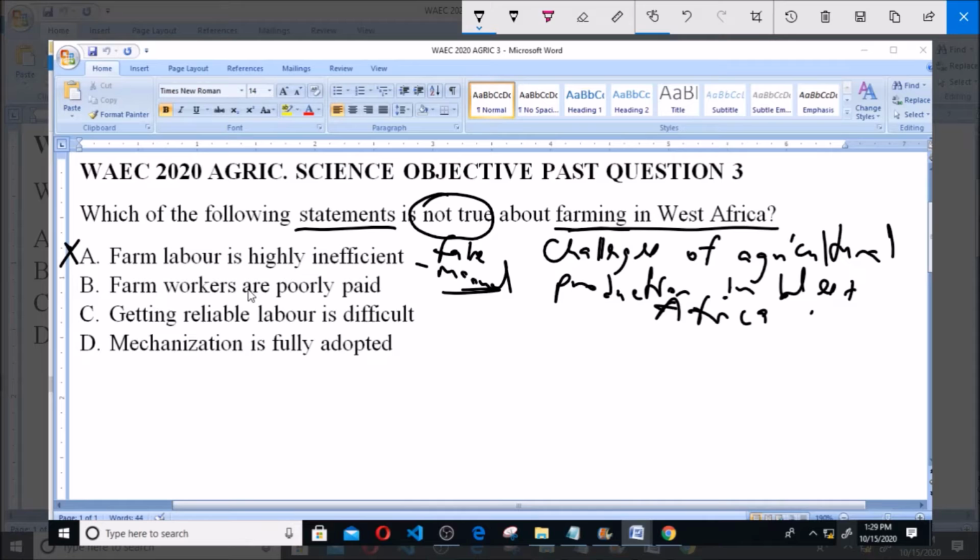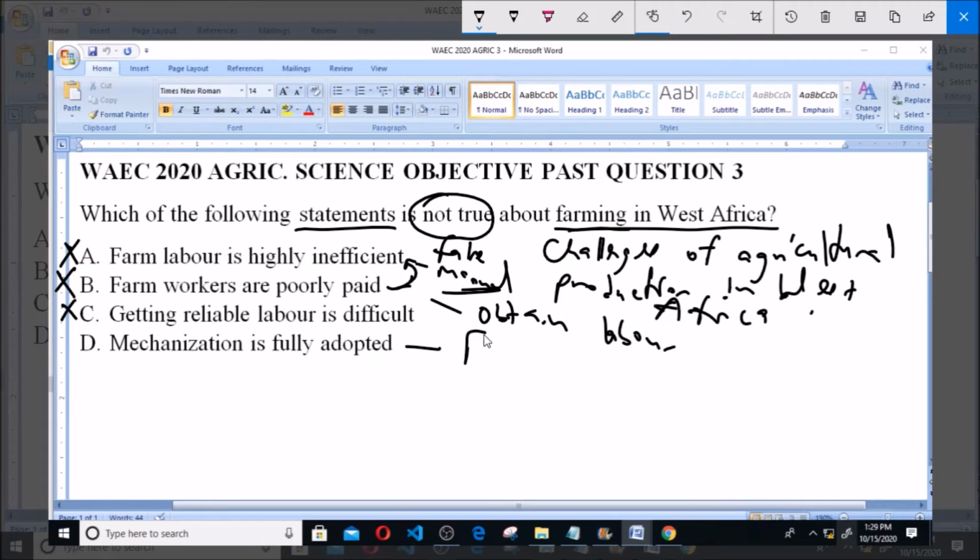Now option B says farm workers are poorly paid. Now this is also related to option A, which talks about farm labor. Now I stated that farm labor is mainly manual, and it is often very difficult in West Africa to obtain the service of laborers. And even when they manage to obtain the service of laborers, the pay is not exactly very good. So this is also correct as it relates to farming in West Africa, and it's not the answer to this question. Option C says getting reliable labor is difficult. This is also true, similar to what we said about option B, so it is not the answer to the question.